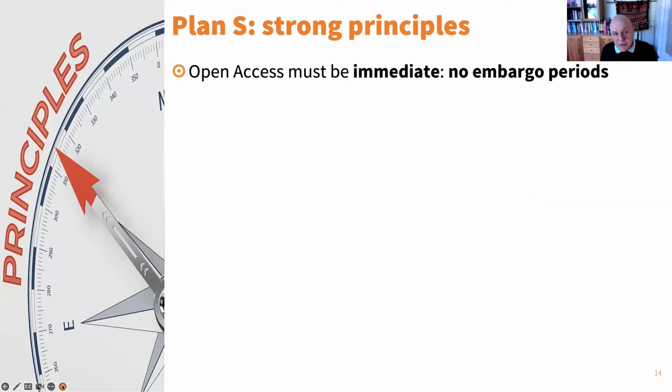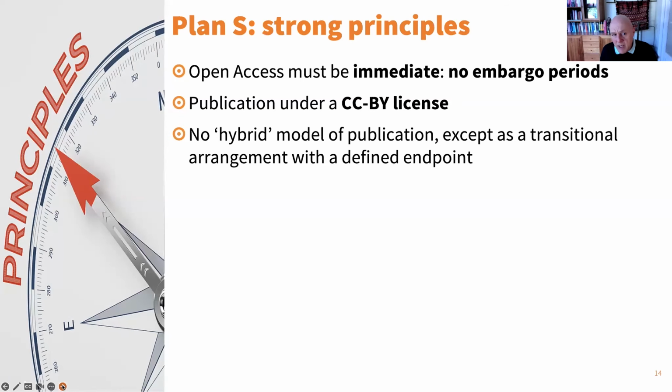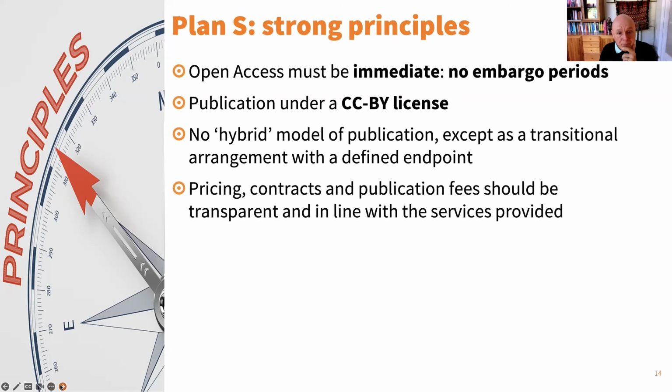As I said, strong principles. Open access must be immediate, without embargo periods. Publication must be under a CC BY license. We do not condone a hybrid model of publication except as a transitional arrangement with a defined endpoint. What we mean by that is, if a journal is hybrid, then we want that journal to commit to a timeline by which the journal shall be completely open access. Only in those cases will we pay. If not, we don't pay.